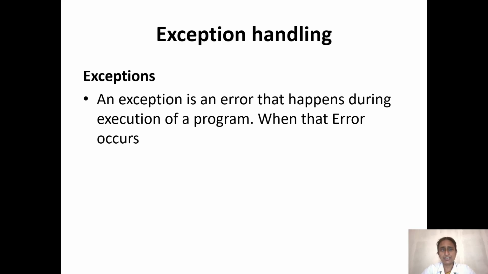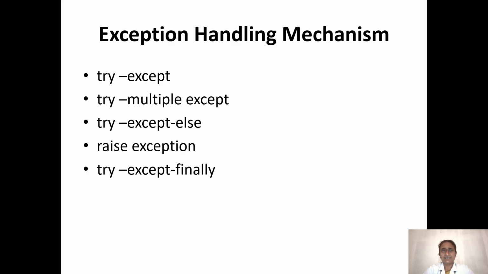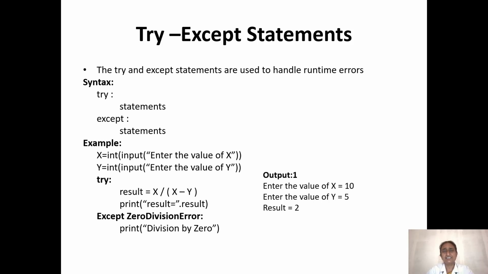Next is exception handling. An exception is an error that happens during execution of a program. The mechanisms used in exception handling are try except, try multiple except, try except else, try except, and try except finally.